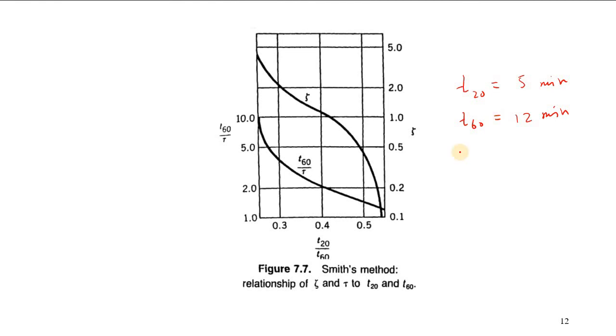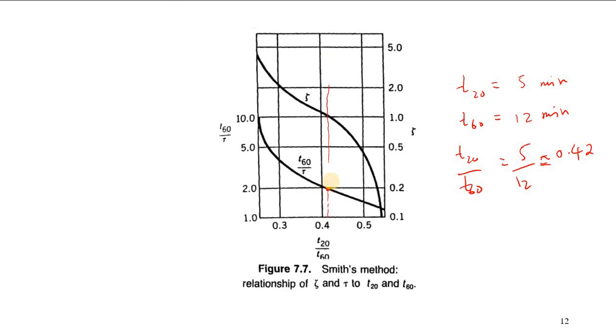So what do we have here? T20 over T60 is equal to 5 divided by 12, which is 0.417, okay? It's about 0.42. So going to 0.42 somewhere here, for example. So this is like 0.42.